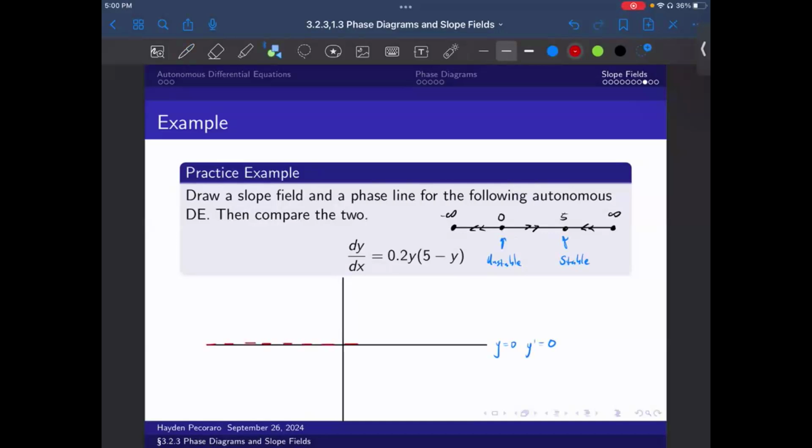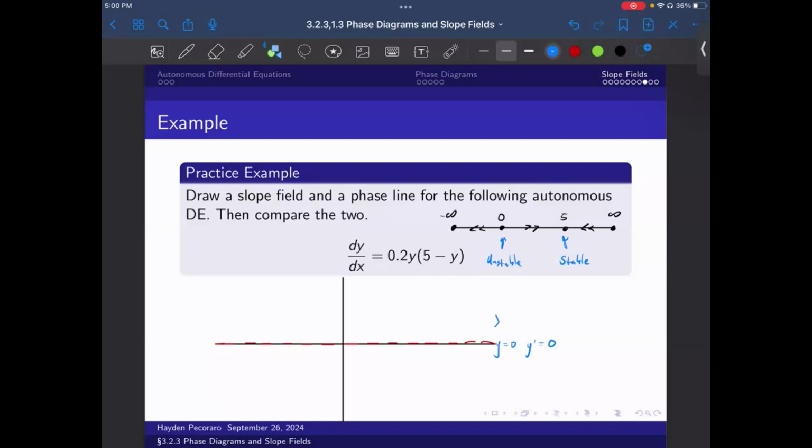All of the solutions here should have horizontal tangents. Those are not really straight lines, but bear with me. All right, so, well, that was one of our solutions, our equilibrium solutions. So let's try something different. Maybe y equals 1.